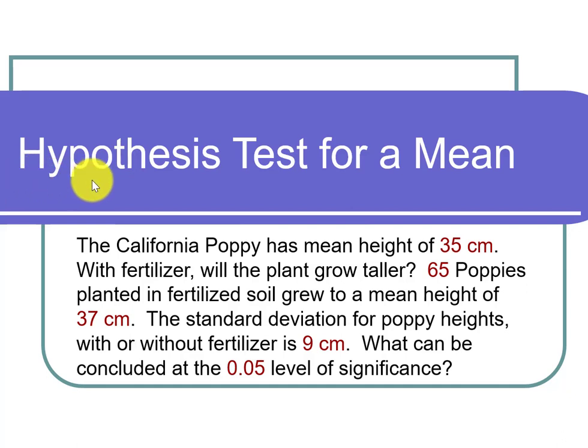This is a video on a hypothesis test for a mean. The question states, the California poppy has a mean height of 35 centimeters. With fertilizer, will the plant grow taller? 65 poppies planted in fertilized soil grew to a mean height of 37 centimeters. The standard deviation for poppy heights, with or without fertilizer, is 9 centimeters. What can be concluded at the 0.05 level of significance?